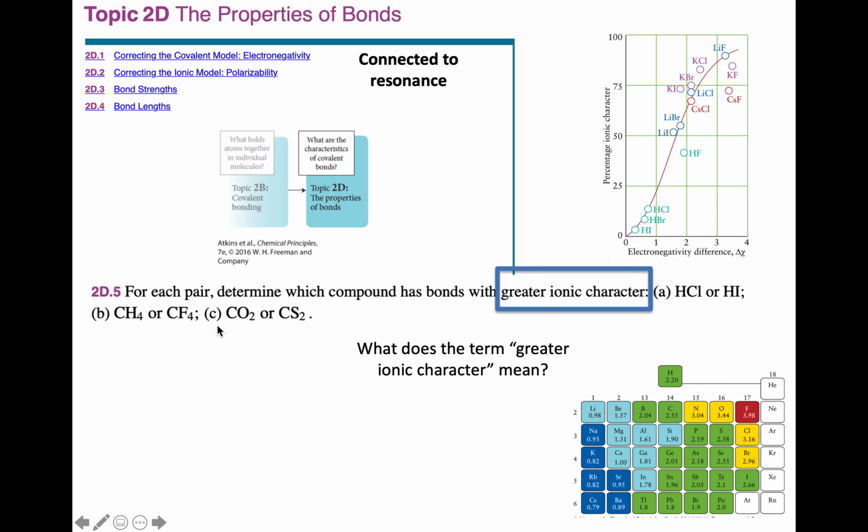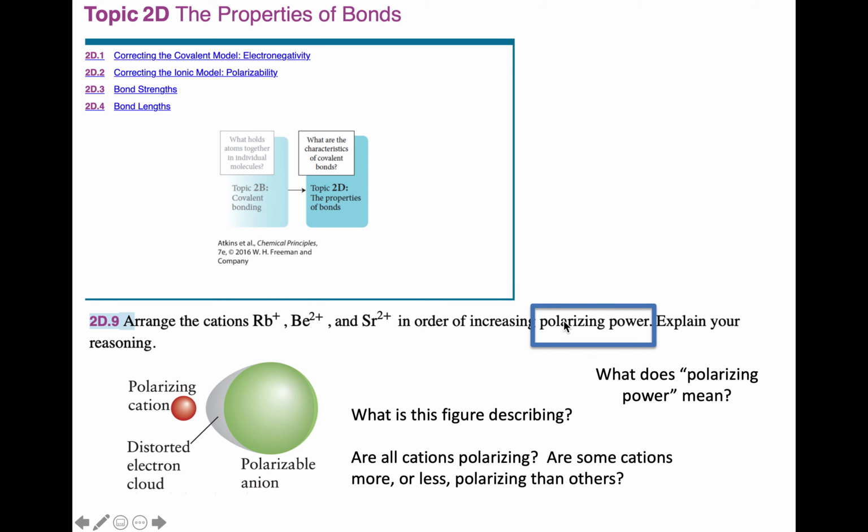You notice this question where he's asking for each pair, determine which compound has bonds with the greater ionic character. Well, what does the term greater ionic character mean? If you recall, he was placing covalency and ionic models on a continuum. So he didn't say this one's strictly ionic, this one's strictly polar covalent. It was being placed on a continuum. So this would be an example where I'd like you to be able to do the task, answer the question, but then also explain what the question is asking. The idea of being able to answer the question but explain what the question is asking.